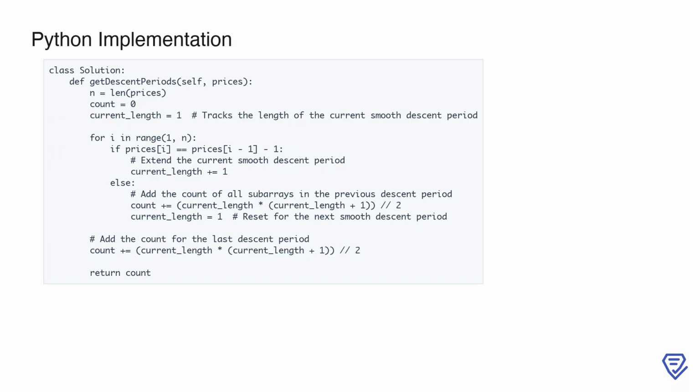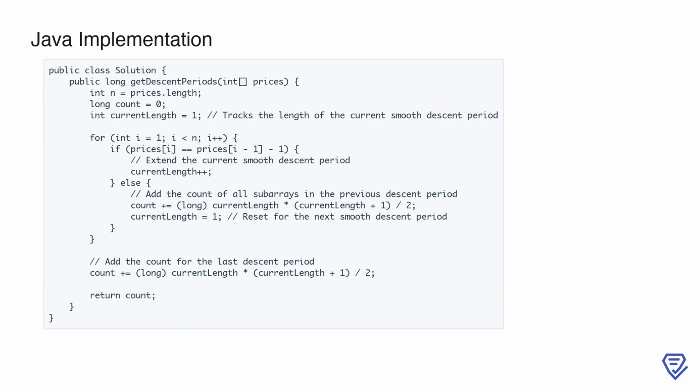The time complexity of this solution is O(n), where n is the length of the prices array. Each element is traversed once, and all operations inside the loop are constant time. The space complexity is O(1), as no auxiliary data structures are used.